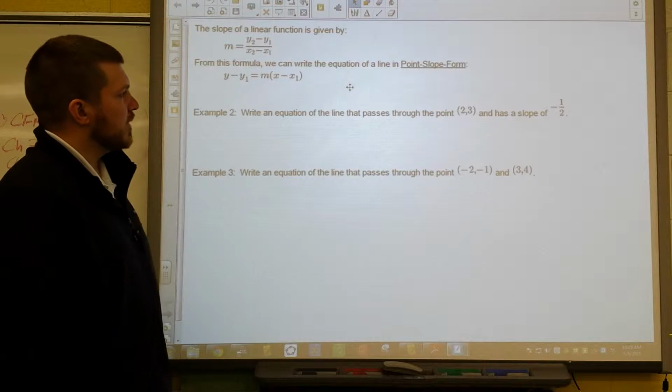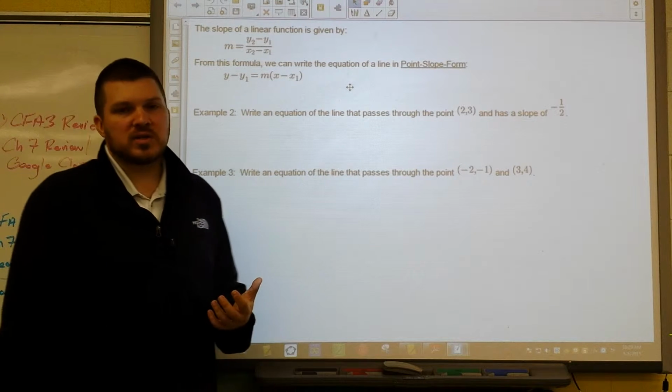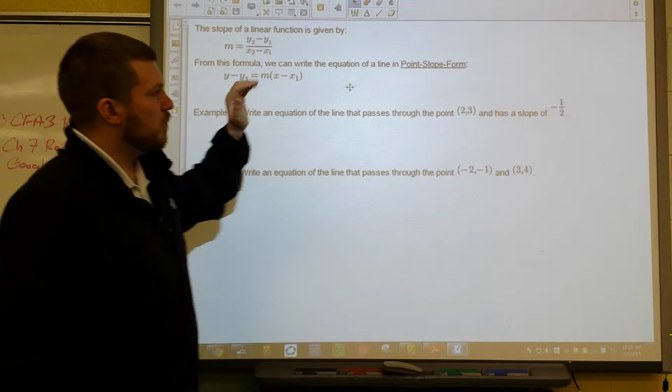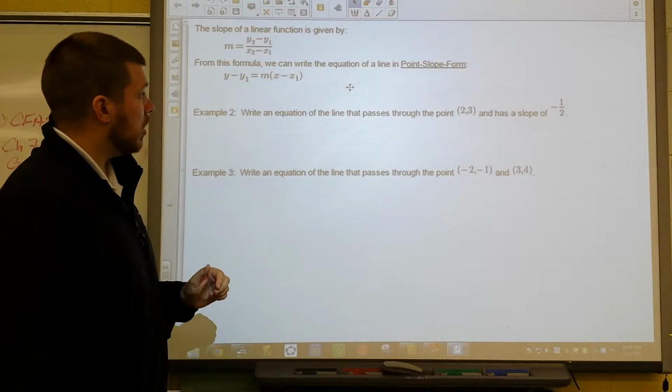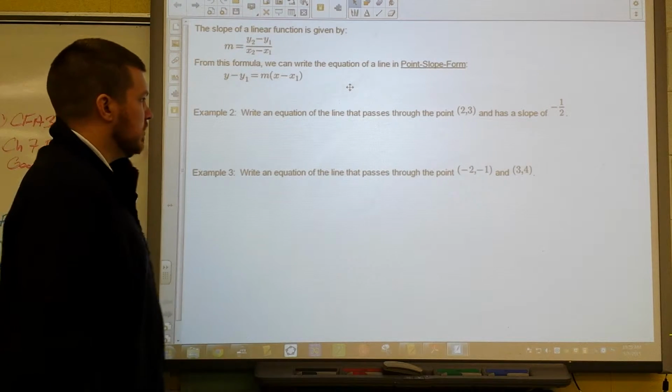And from this formula we can write the equation of any line in point slope form. Now I know you probably have seen y equals mx plus b, that's slope intercept form. I personally like point slope form a little bit better because all you need to get it is one ordered pair and the slope. That's all you need.